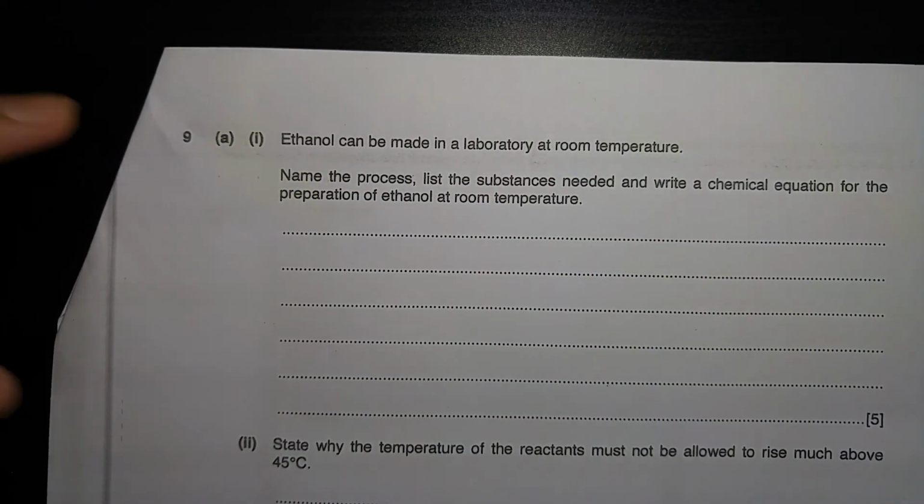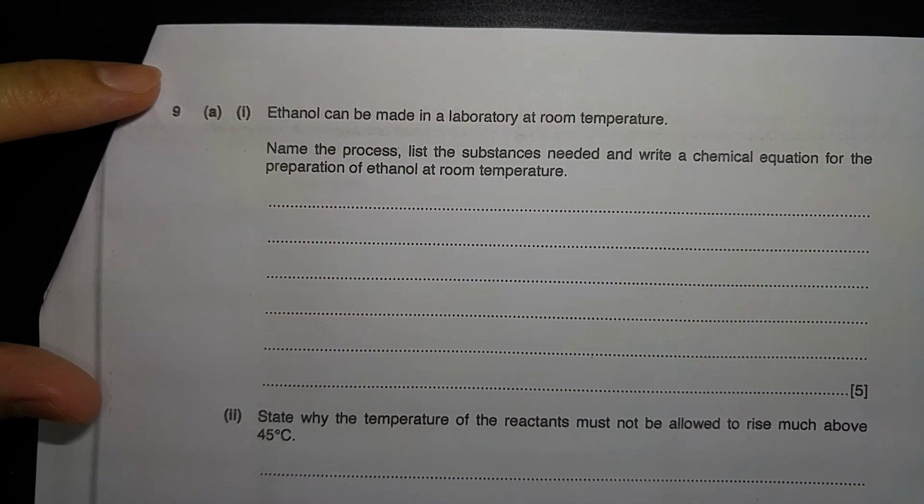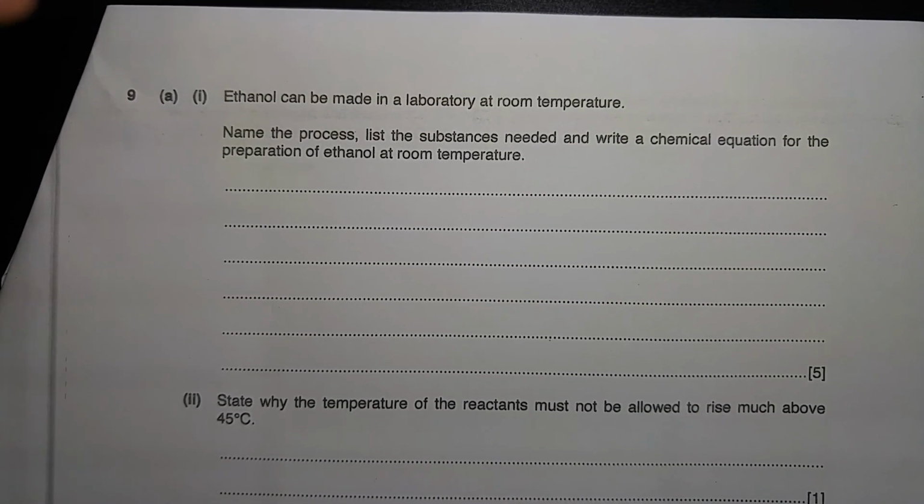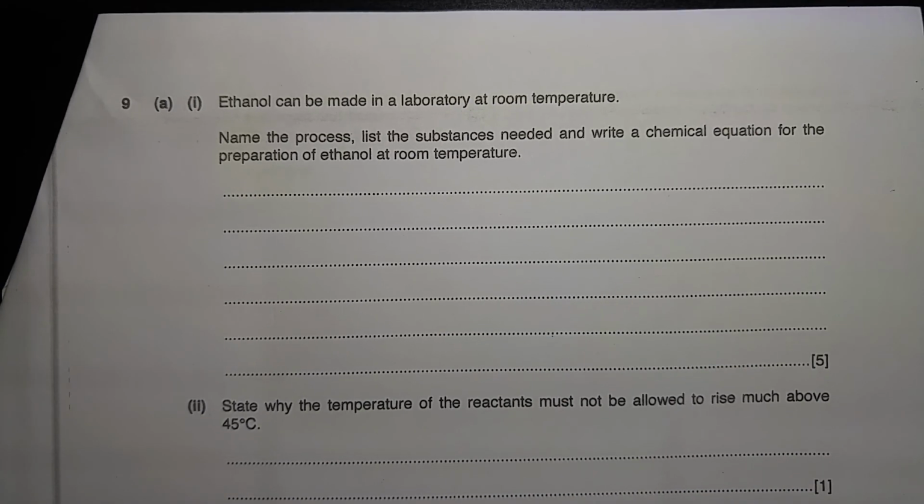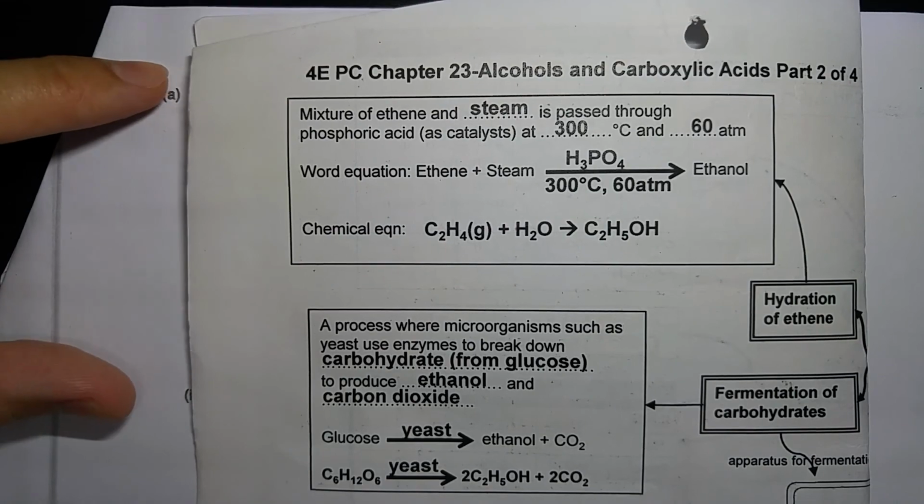Alright, for question 9, it's about ethanol. Now, ethanol can be made in a laboratory at room temperature. Name the process, list the substances needed, and write a chemical equation for the preparation of ethanol at room temperature. Now, this question again, it is very content based. Okay, there is no surprises, no twist and turn. It is taken right out from the textbook, and in the mind map also it is available. So in the mind map, that will be this part.